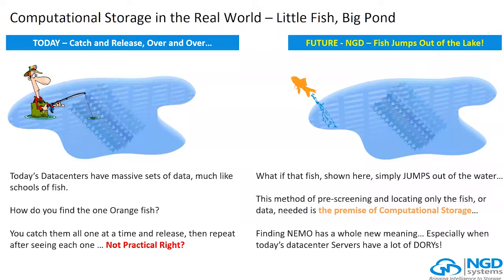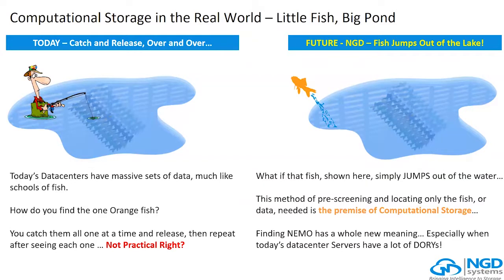So what we talk about from an NGD perspective is why not have that orange fish just jump right in the boat or jump right out of the water. That's what computational storage does: it executes the search for that missing fish inside the lake itself and has the lake present the fish for you.